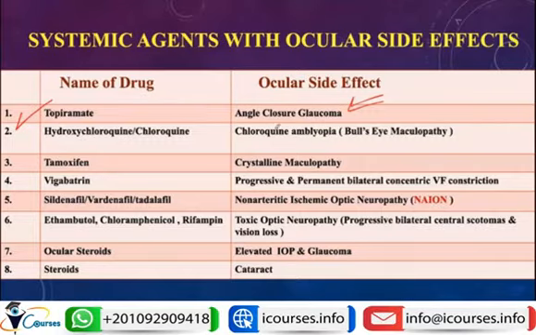Hydroxychloroquine and the chloroquines are antimalarials associated with chloroquine toxicity because they cause a disease called bullseye maculopathy. Tamoxifen will cause a crystalline maculopathy. Vigabatrin is an anticonvulsant which causes progressive and permanent bilateral concentric visual field constriction. It usually starts with nasal hemianopia.